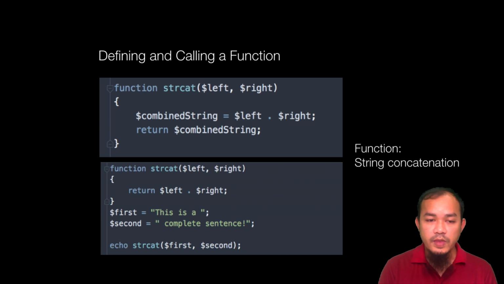So we echo, and we want to display our function, and then we call the function followed by the argument that we want to send to the function to do the concatenation. Okay, that is the first and second, and then it should return the complete sentence. The result will be "this is a complete sentence."